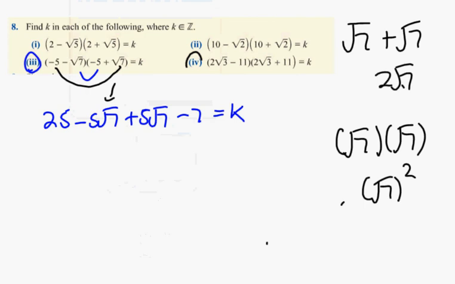Okay, so what happens next, guys, is they cancel. 25 minus 7 is 18, k equals 18.